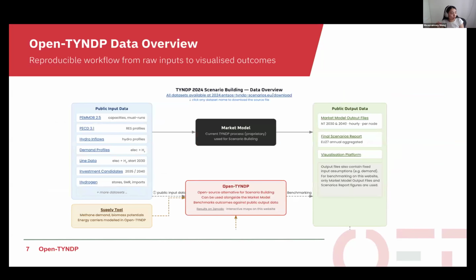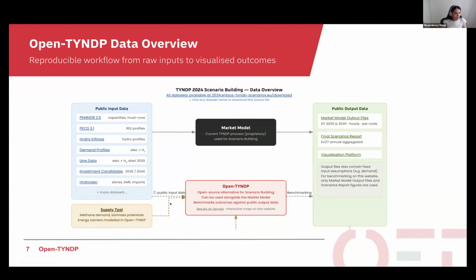Here is a graphical overview of what the scenario building workflow looks like within TYNDP. I don't know if my mouse is visible or not. So very broadly speaking, there is a set of public input data that includes things like demand profiles, capacities, etc. Within the current TYNDP process, there is a usually proprietary model that is used to take these input data, run the studies, etc., and produce a set of publicly released output data that includes the output files from the market models, as well as a report.